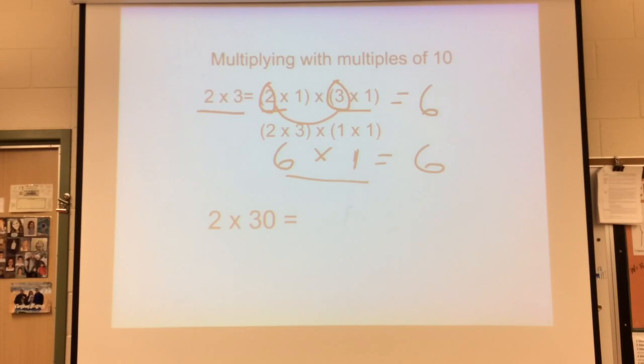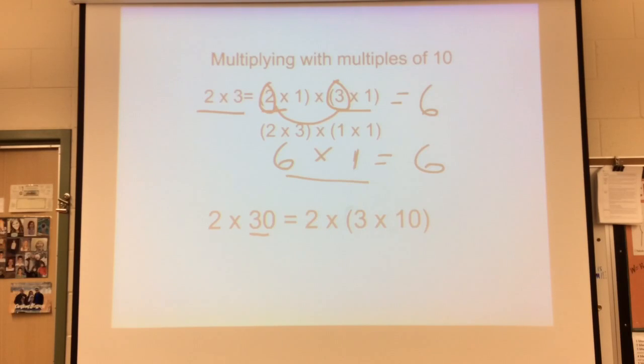So in order to multiply times a multiple of 10, this is a multiple of 10, right? I'm going to do the same thing, except this time I'm just going to split apart the 30. Let's make it a little easier, right? So this becomes 2 times 3 times 10.